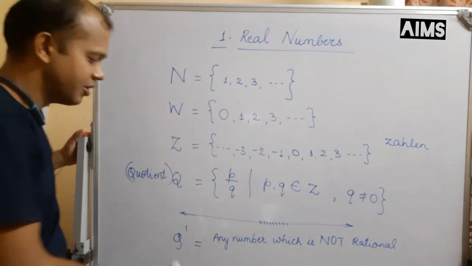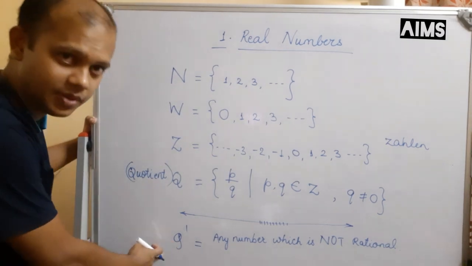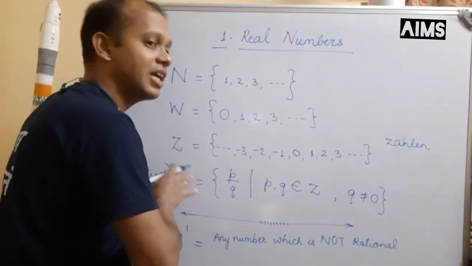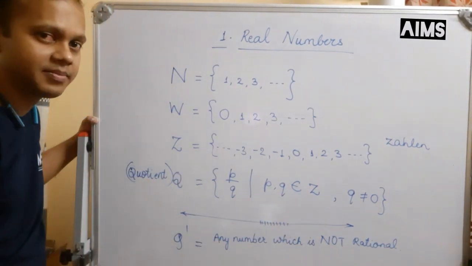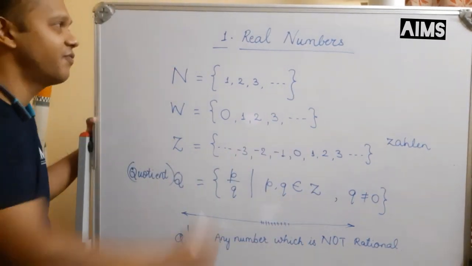So now here you go. If you plot all these rational numbers and the irrational numbers together on this line, then the line will now finally be complete. It will be continuous, and this number line is the set of real numbers.